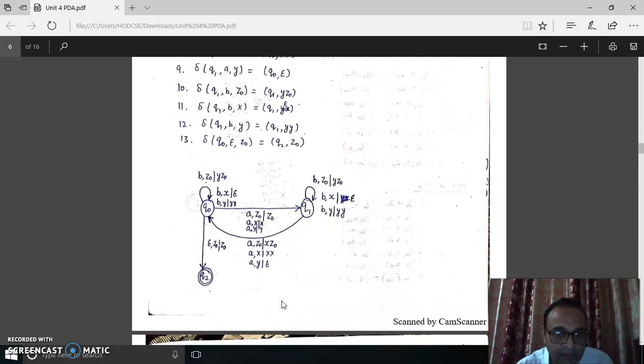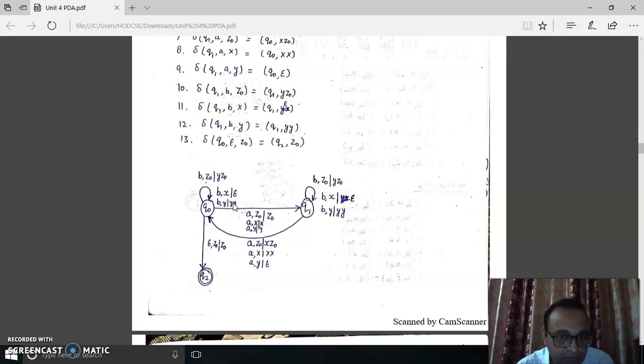So let us see its diagram. There are 3 states: Q0 state, Q1 state, and the final state Q2. Here if B is the input symbol, we are remaining on the same state. If A is the input symbol, we are shifting to the Q1 state. For the B input symbol, we are pushing Y. Here X was there, so we are popping. If the top symbol was Y, we are pushing Y.